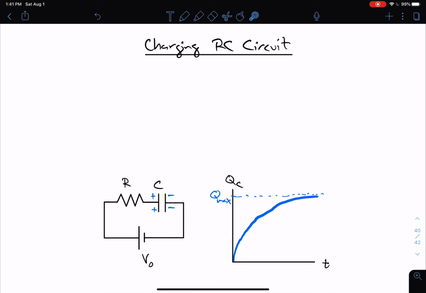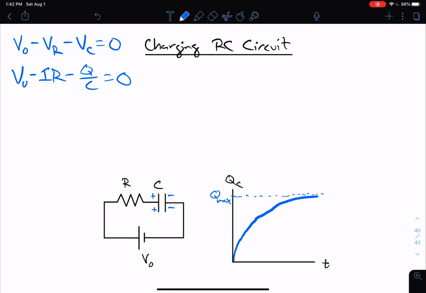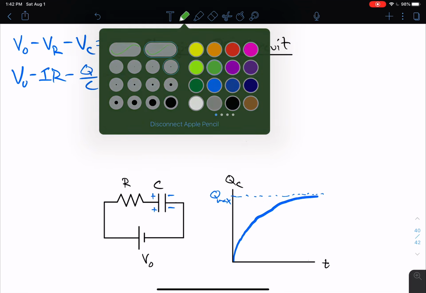Now let's take a look at the loop rule. I'm going to go clockwise. If I do that, I start with V naught, then minus VR. And because I'm going to cross the capacitor from positive to negative, going clockwise, it's going to be minus VC. That's going to equal 0. And we'll stick in the relationships for voltage for both the resistor and the capacitor, and we get that.